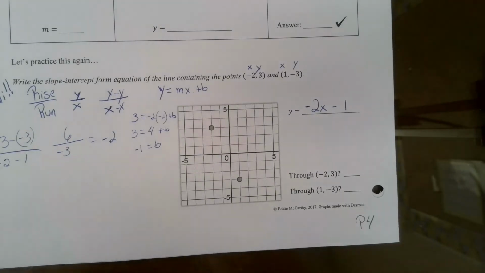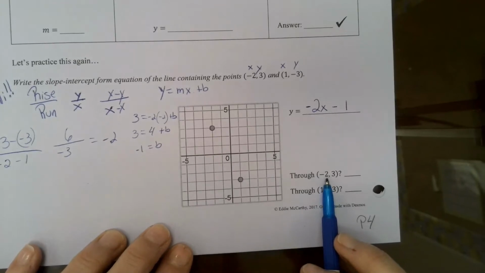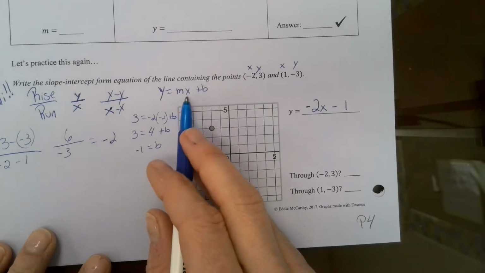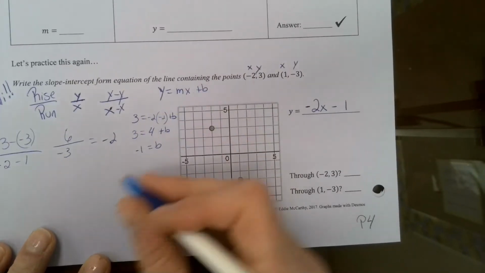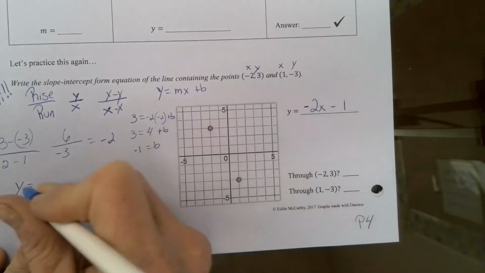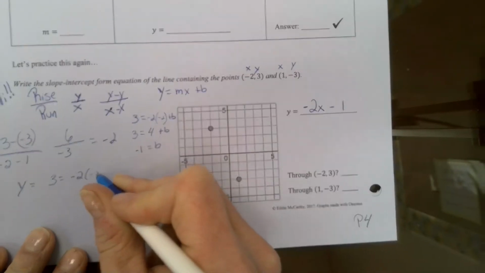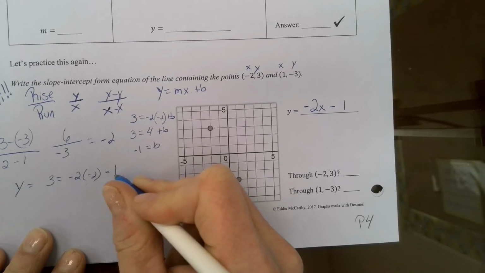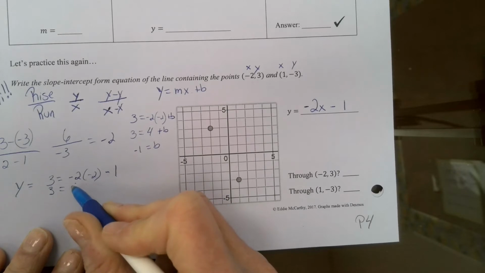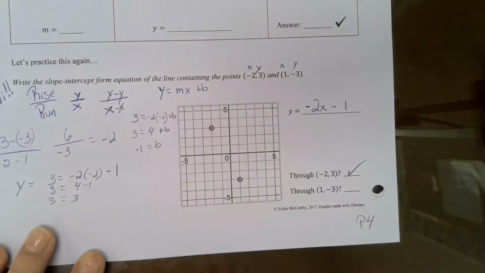Now, just to check it, we're going to make sure it goes through these points. Does it go through negative 2 comma 3? If it goes through negative 2 comma 3, we can put negative 2 comma 3 in to make it true. So 3 equals negative 2 times negative 2 minus 1. 3 equals negative 2 times negative 2 is 4, minus 1. 3 equals 3. Yes, that works out.